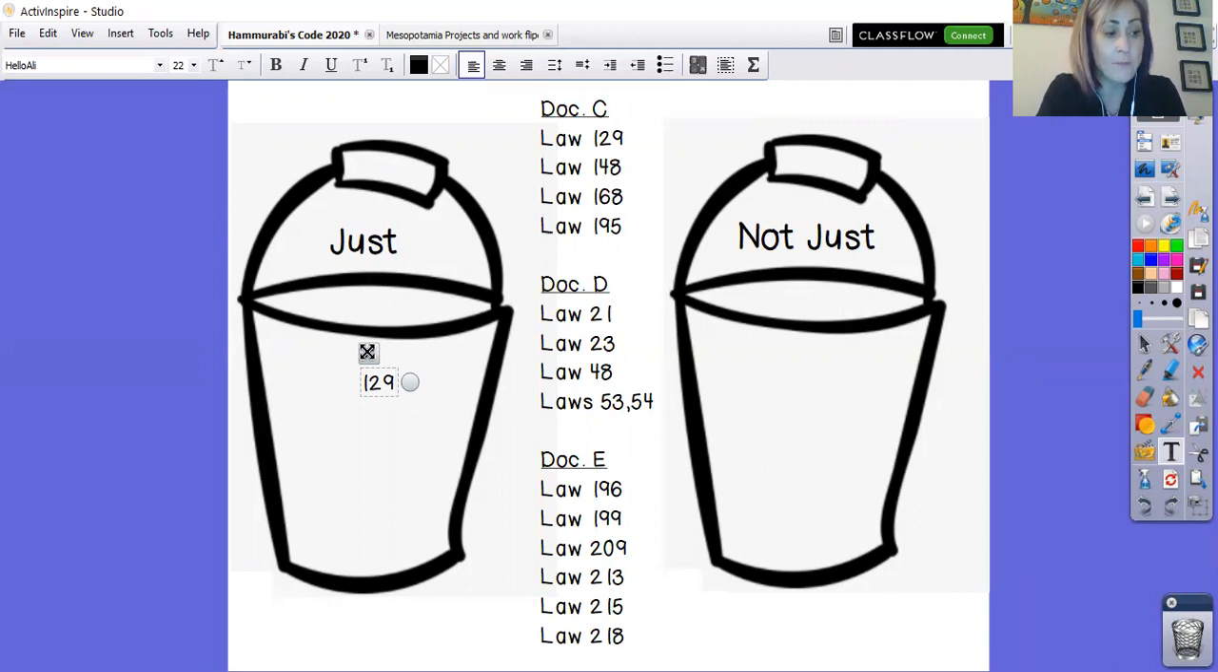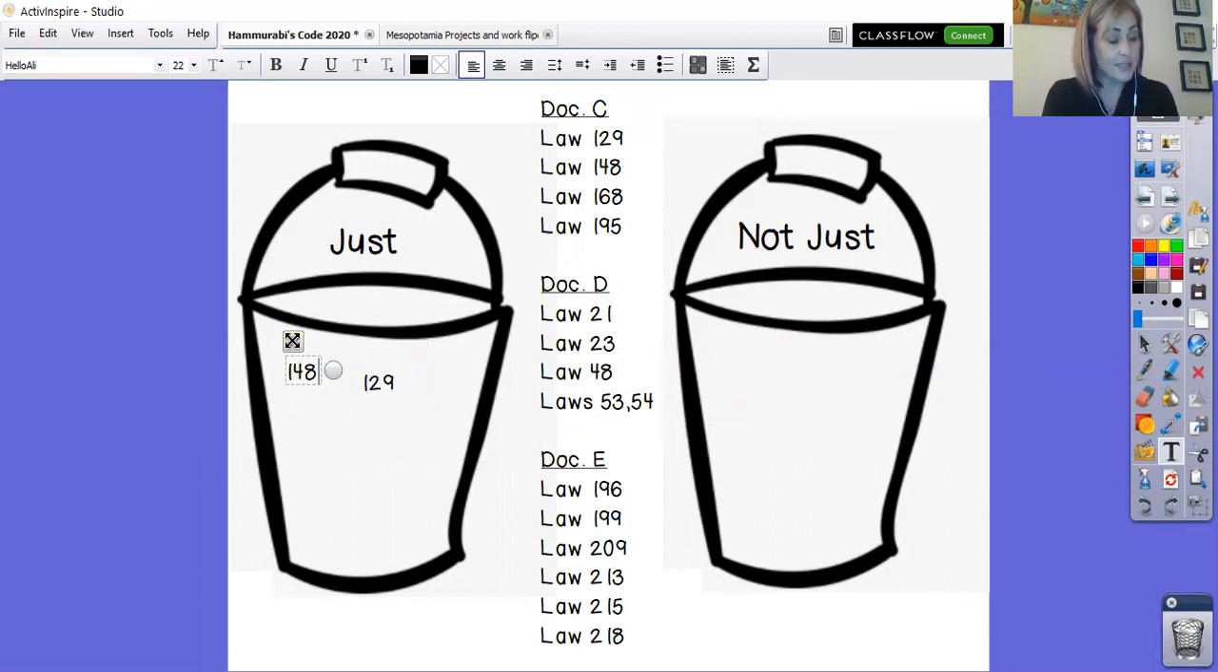Law 148. If a man marries a wife and the wife gets a disease, if that man wants to get another wife, he totally can, but he has to take care of his first wife until she passes away. So again, you're going to decide, are you going to put law 148 in your just bucket or are you going to put it in your not just bucket? Either one.